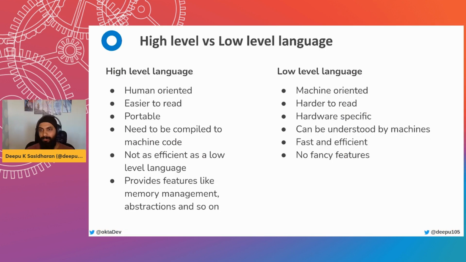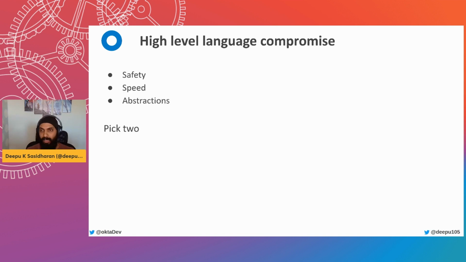So of course, high-level languages versus lower-level languages. I think you all know the difference. Rust kind of sits in the middle, right? Because most languages will give you a choice between safety, speed, and abstractions. You can only choose two.